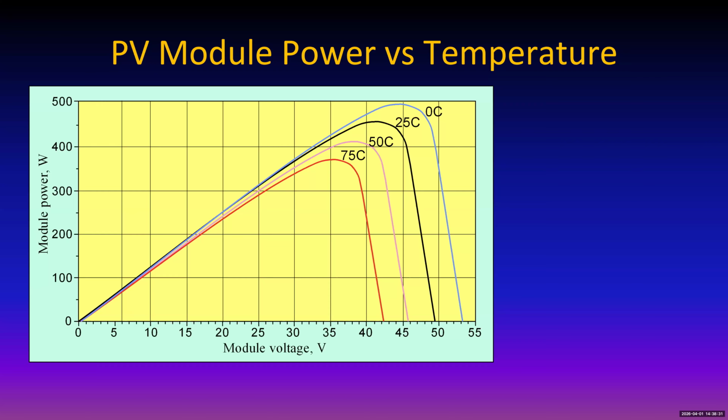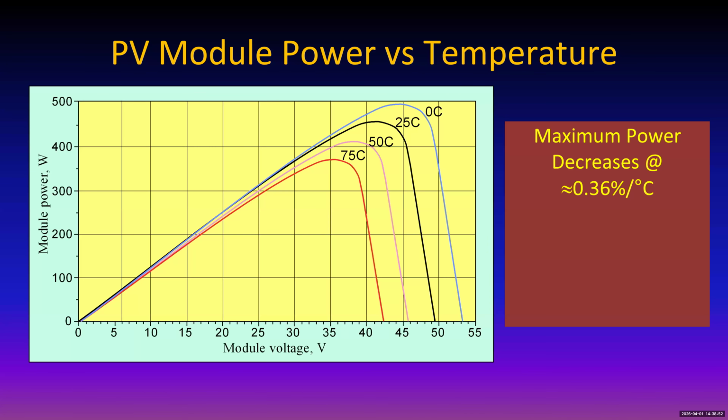You notice that the open circuit voltage does not vary a whole lot with sunlight intensity. In fact, it varies logarithmically rather than linearly, whereas the current varies linearly with sunlight intensity. And that's the first approximation. Okay, and that's about 0.36% per degree C.